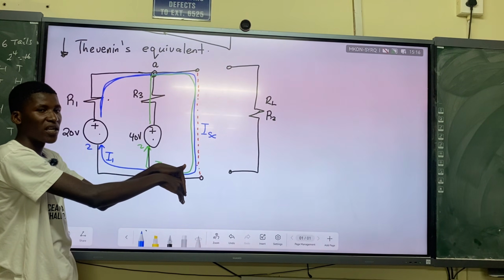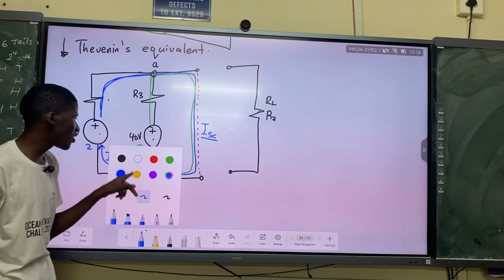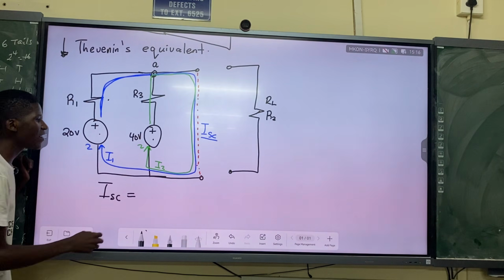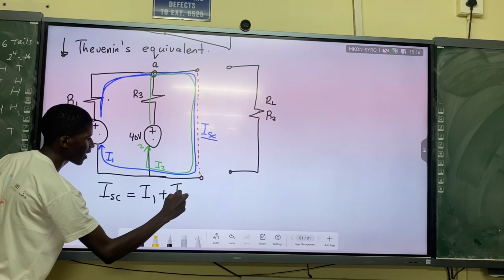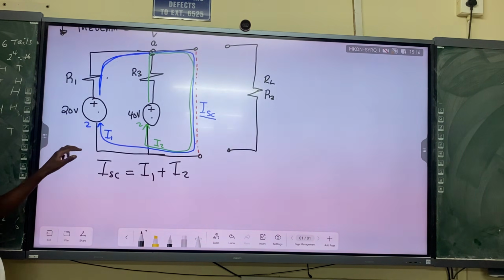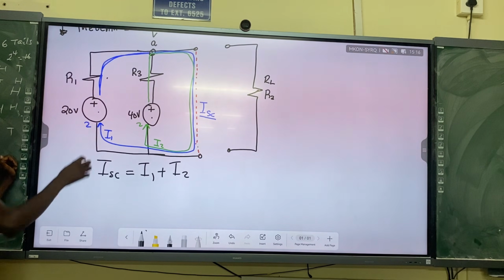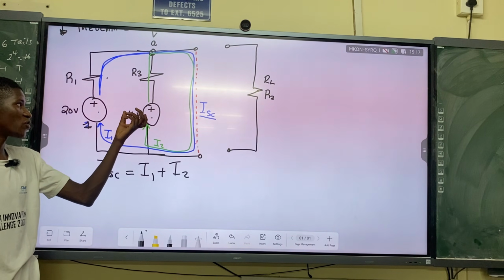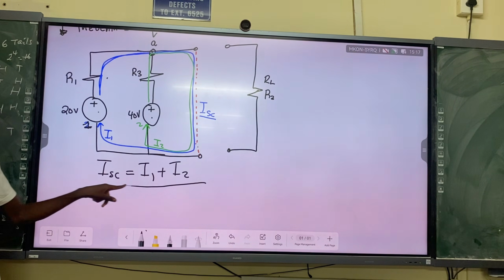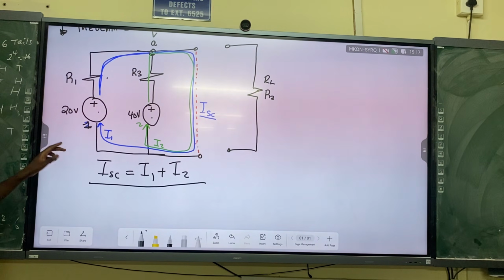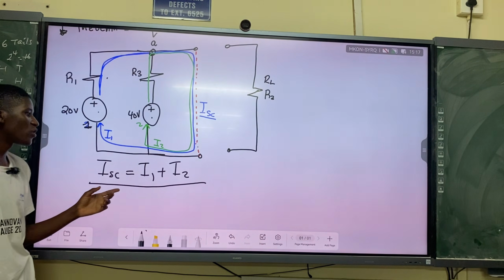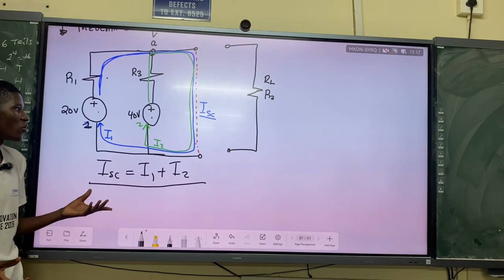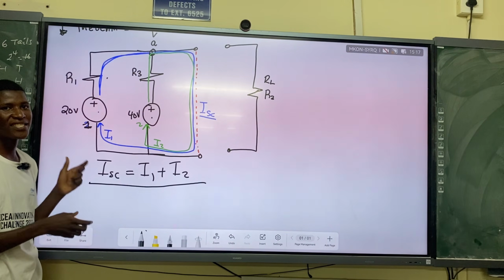So it means that this ISC is actually the short circuit current. The short circuit current ISC is given by the sum of I1 plus I2, because I1 is coming from the first voltage source, which is 20 volts, and I2 is coming from the second voltage source, which is 40 volts. So ISC is I1 plus I2. Now you just need to apply your laws to solve for I1 and I2. If you solve I1 and I2 using Kirchhoff's laws, you will be able to get the short circuit current.